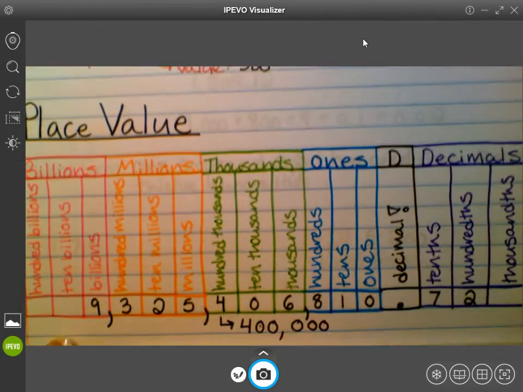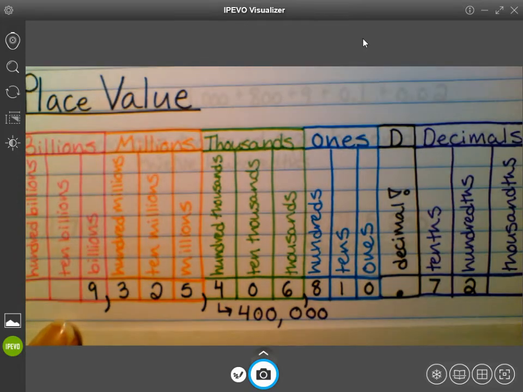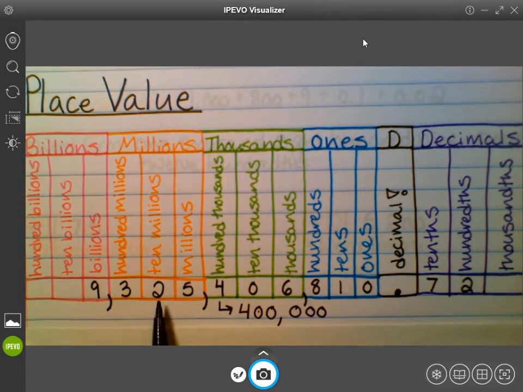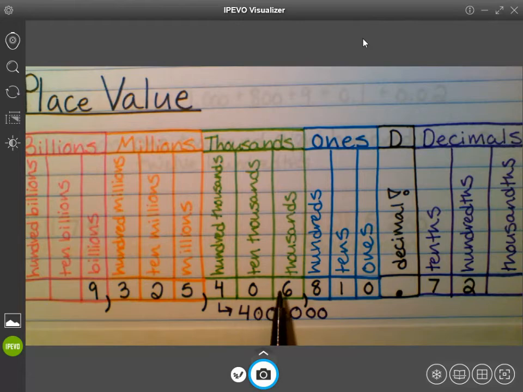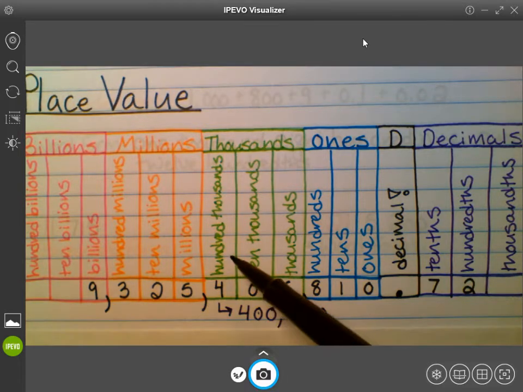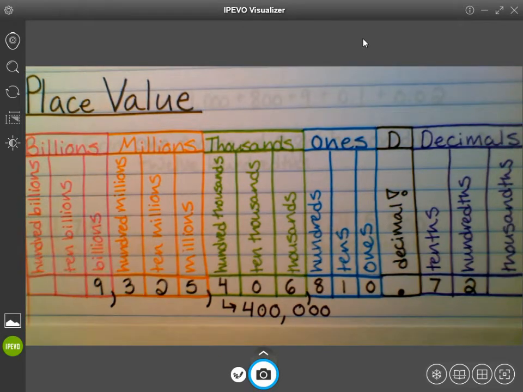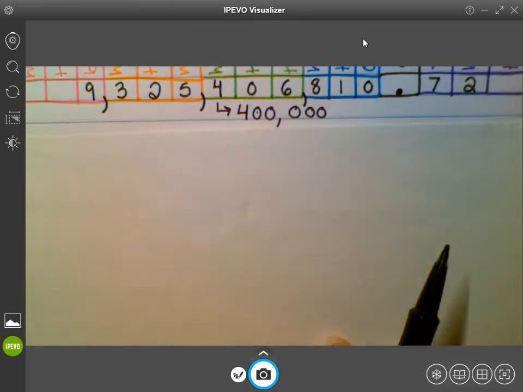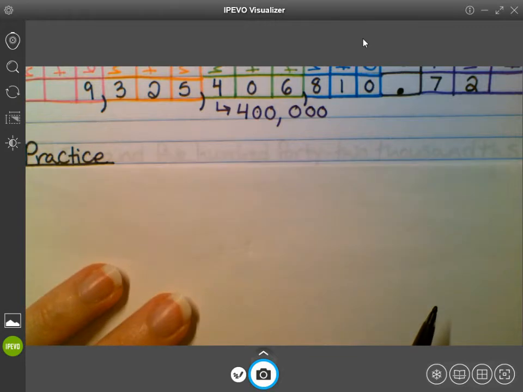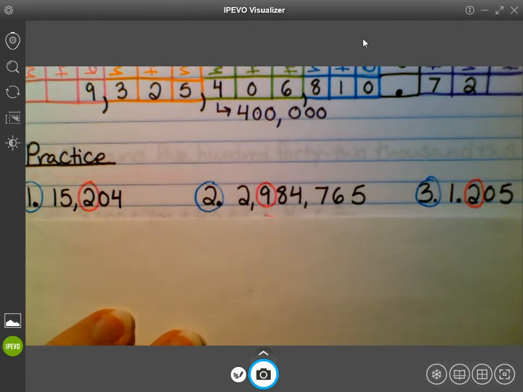So in the big number we wrote down here in our chart, 9,325,406,810 and 72 hundredths. This 4 that we have here, it's a 4, but its value is 400,000 because it's in the hundred thousands place. So what we're practicing today is writing the value of a digit in a number.